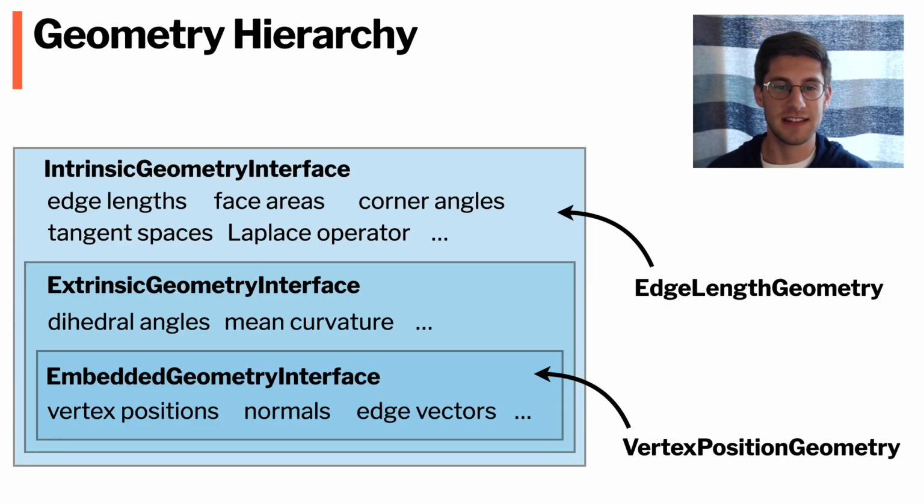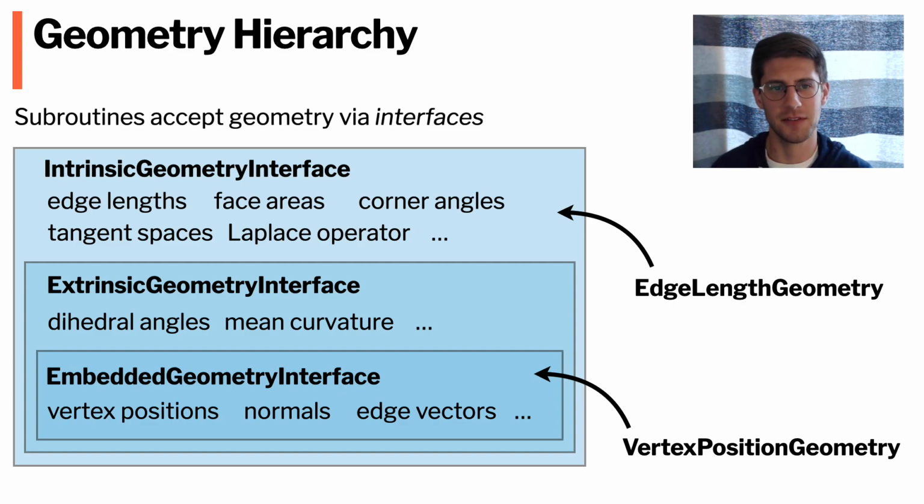And when you're using this in an application, well, your algorithm just needs to specify what data it needs. So we implement a bunch of subroutines which accept different geometry via interfaces. So for instance, if your algorithm requires the intrinsic geometry interface, that means you need to pass some geometry which has things like edge lengths, face areas, corner angles, and so on, which are, as we know, all the quantities in intrinsic geometry. One way to specify that is with edge lengths.